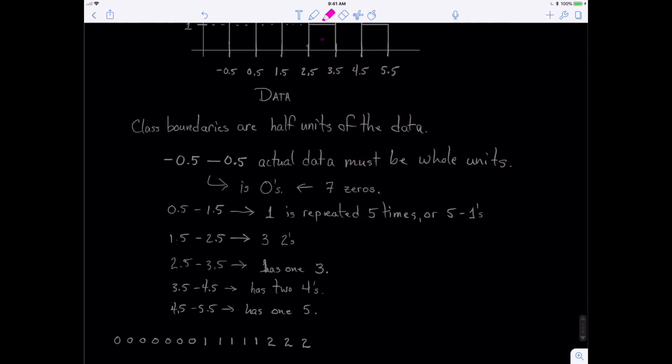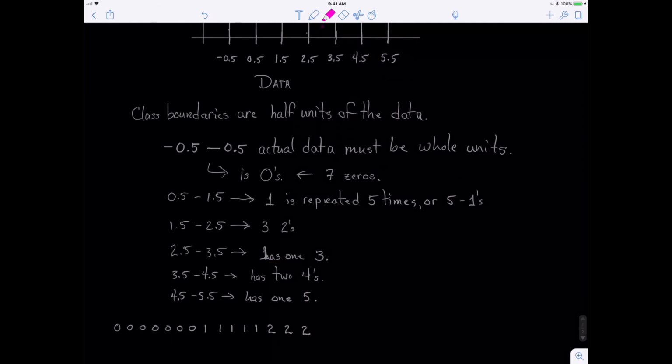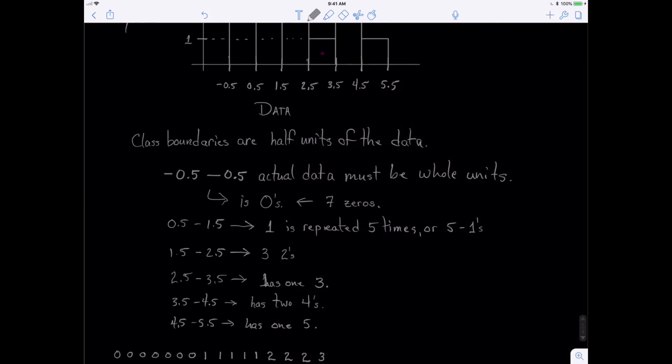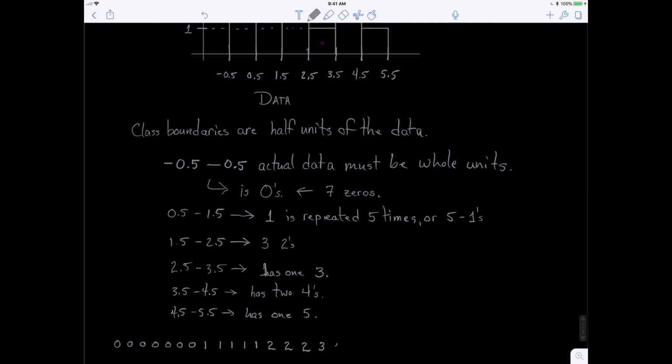It looks like it has one 3 in it. So in this one, we just have 3. The next bin has 4s and has 2 of them, so let's put two 4s. And the last bin has one 5.